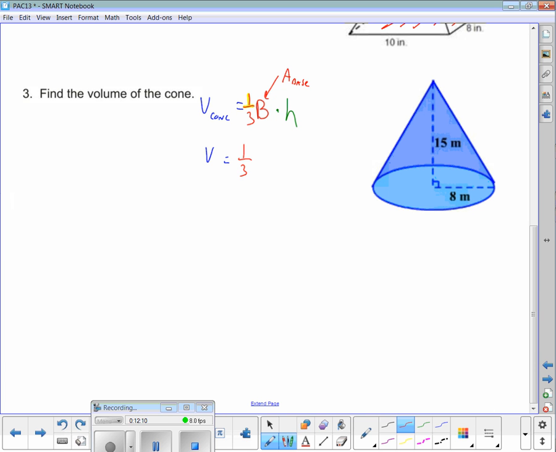And what formula, Blake, do I put for area of the base? Pi r squared, I agree. And times our height. All right, so I did an extra step on that one just to make sure you guys remembered about the capital B. All right, see if you can finish it off.